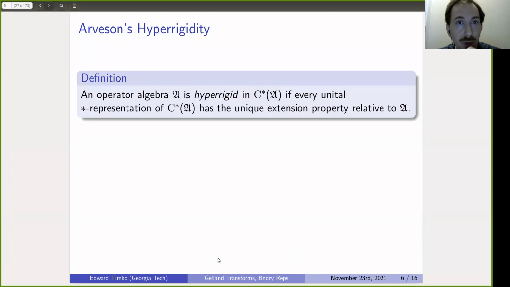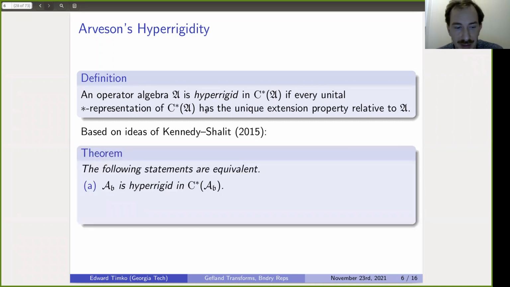Now we'll talk a little bit more about these ideas. One of the things I want to connect in is, as I mentioned, Arveson's notion of hyperrigidity. And what does that mean? Well, an operator algebra A is hyperrigid in the C-star algebra it generates if every unital star representation of the C-star algebra has this unique extension property relative to A.